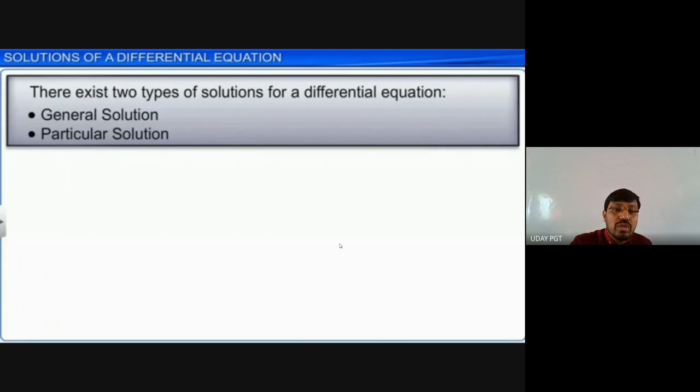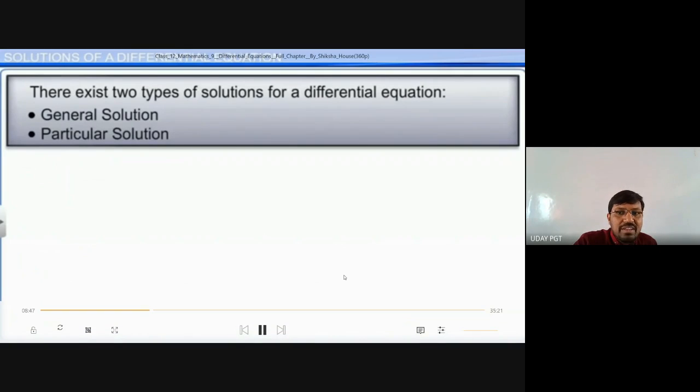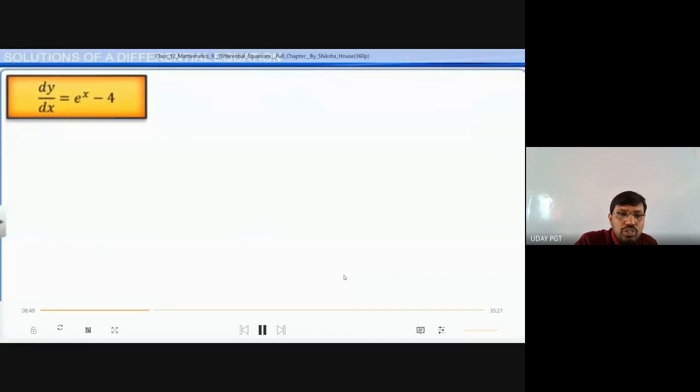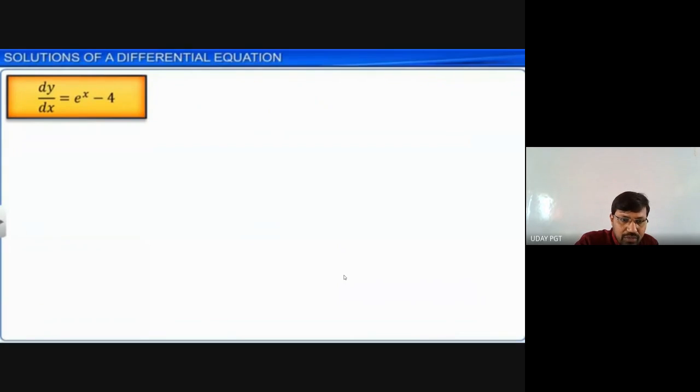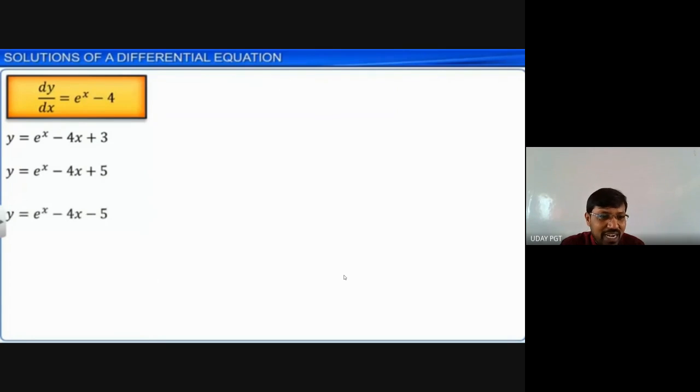There are two types of solutions of a differential equation. One is the general solution, another one is the particular solution. What is meant by a general solution? In place of the plus 3, if you take 5, it satisfies. Minus 5, it satisfies. Plus 122, it satisfies. So any number can be taken. It means the function can vary. Here the function is changing.